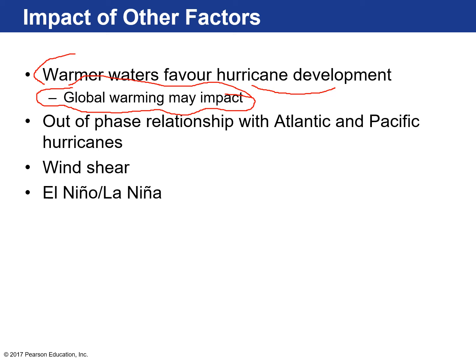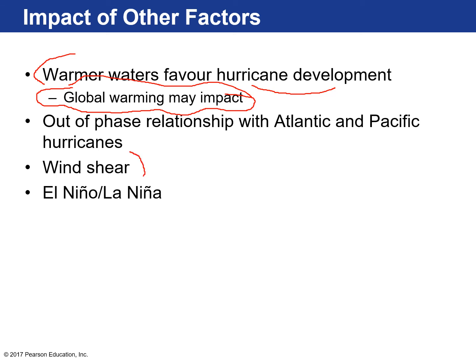hurricane development and intensification. I think scientists today aren't predicting that every hurricane season there are going to be more hurricanes. They are predicting, however, that the hurricanes will intensify, or that Category 3, 4, and 5 hurricanes are going to occur more often because of warmer sea surface temperatures.